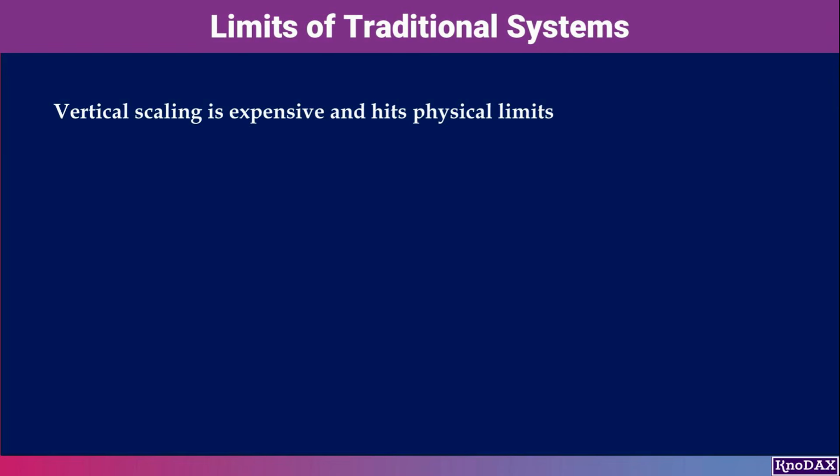Now that we've broken down big data using the 5 V's, it becomes much easier to see why traditional systems started to struggle. Older architectures were built around vertical scaling, meaning you would add more CPU, more memory, or bigger hardware to keep up. But this approach is both expensive and limited. You eventually hit physical and financial boundaries.